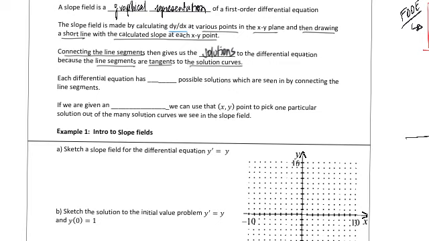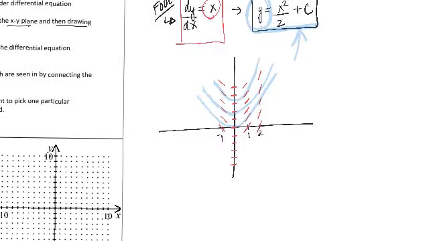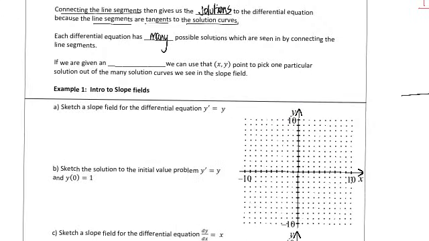Each differential equation has many possible solutions, as you know. So here, x squared over 2 plus c means all of these blue parabolas are solutions to this differential equation, and the only thing changing is the vertical shift. All of those parabolas, an infinite number of them, solve this differential equation.